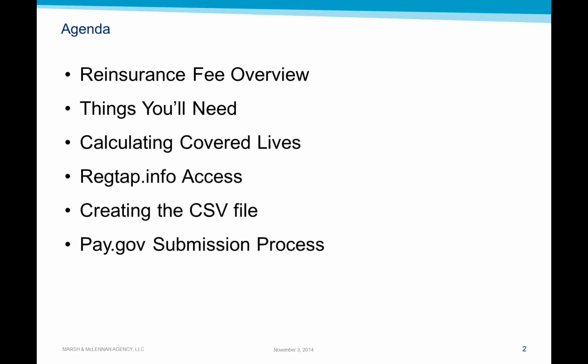So to that end, we will discuss the reinsurance fee and why we're having to submit for a reinsurance fee. We'll discuss a little bit about some of the information you'll need to gather together before starting the process. I'll discuss briefly how you calculate the covered lives that's used to calculate the amount of tax that you owe, and then jump into the actual process. The process itself requires access to two different websites, and the reason is because the government wants you to create a CSV file to submit to the government. And to do that, we have to be able to download the job aid that is housed under the regtap.info.